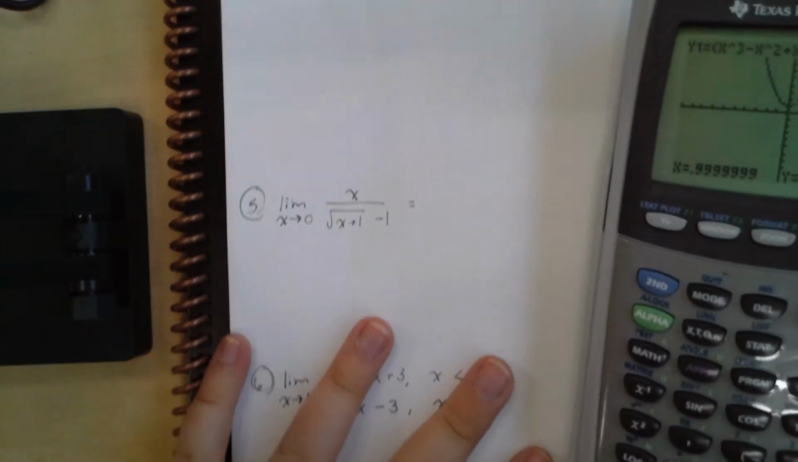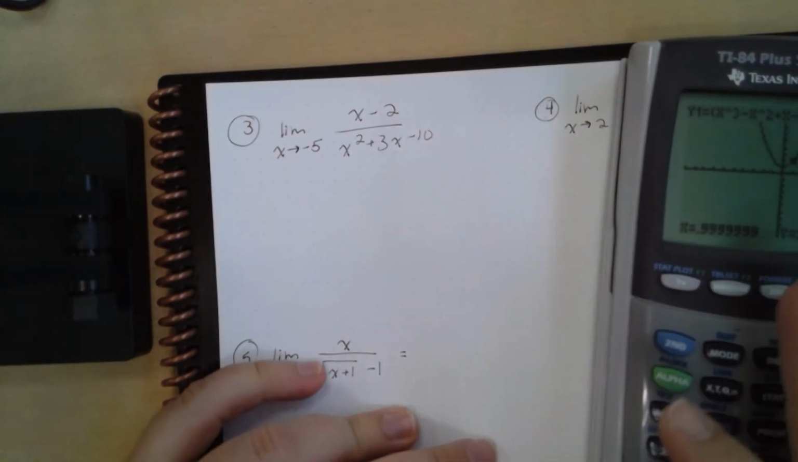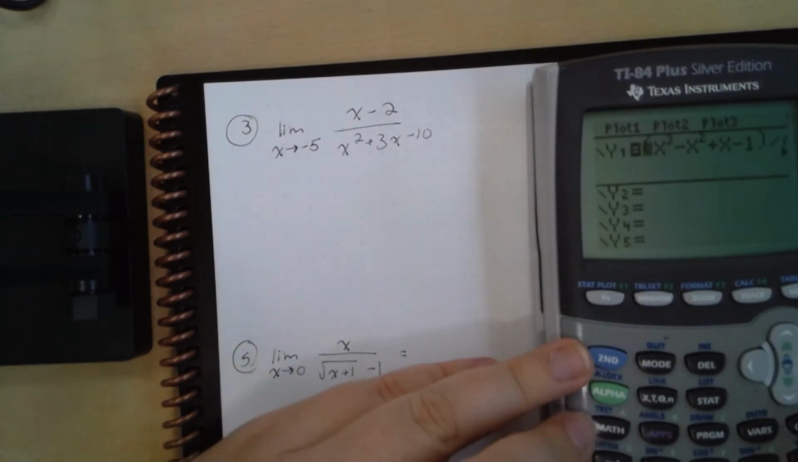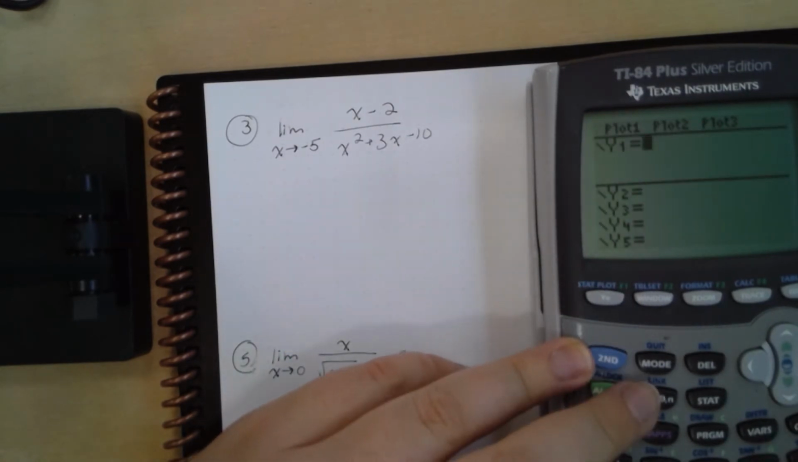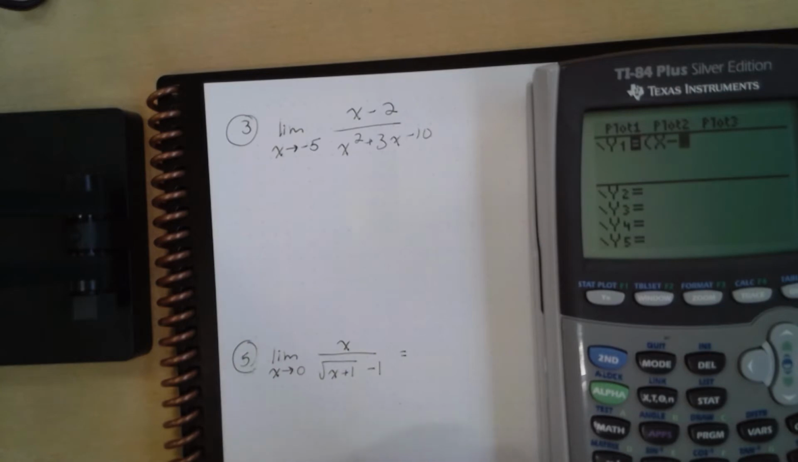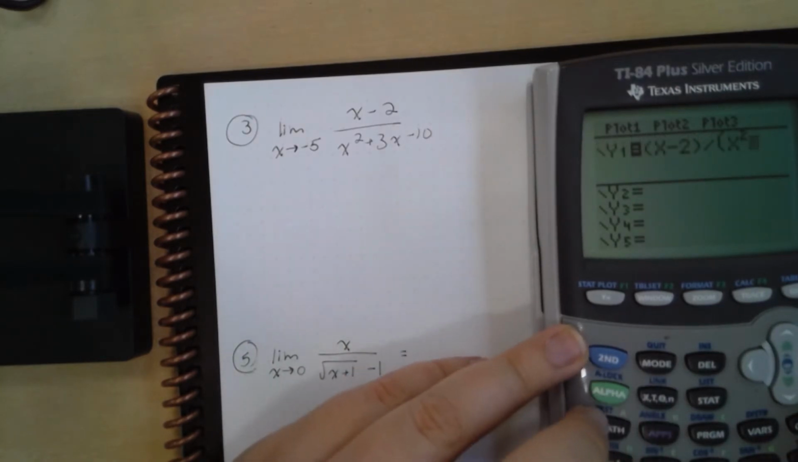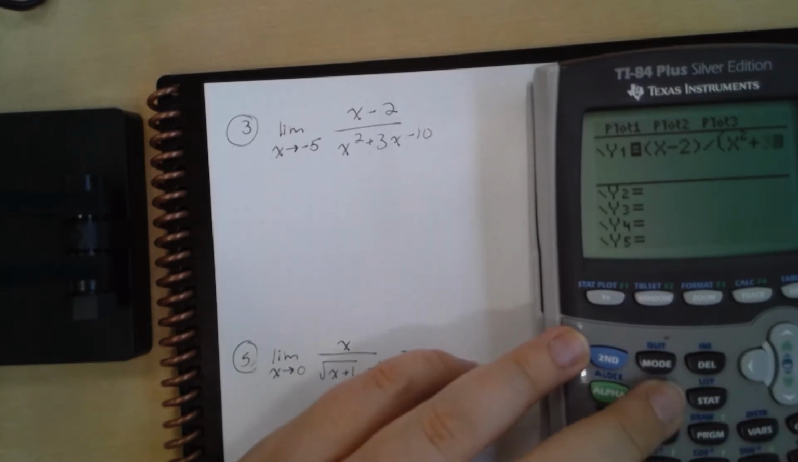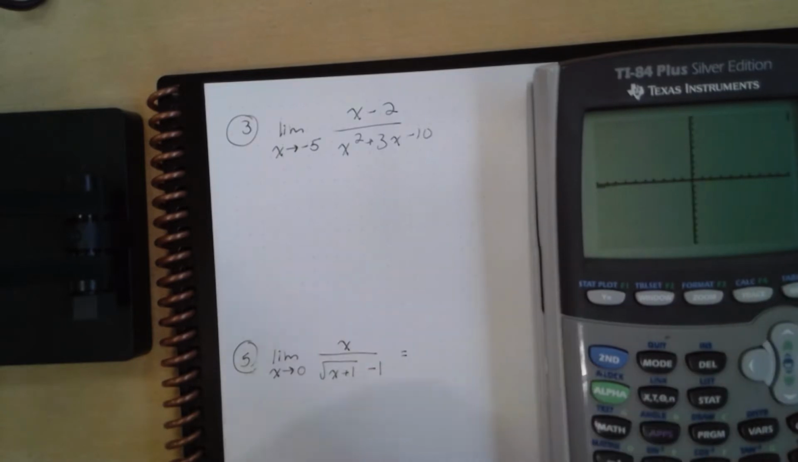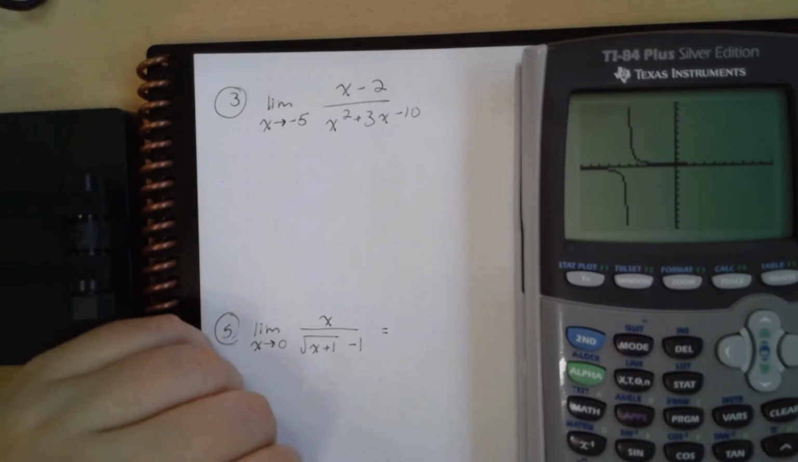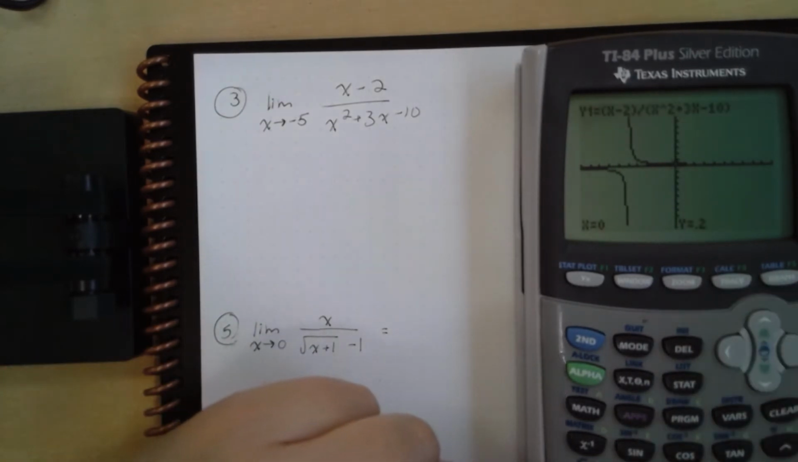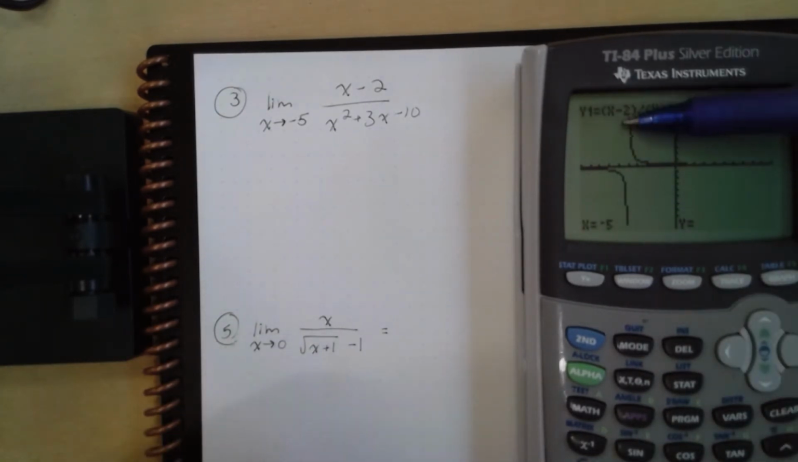So for number 3 here, we have the limit as x approaches negative 5. Again, I'm going to put this in my calculator. So I have x minus 2 divided by x squared plus 3x minus 10. And if I graph this, okay, I'm getting some asymptotes, it looks like. And if I trace at negative 5, I have nothing. It looks like negative 5 is exactly where our asymptote is.